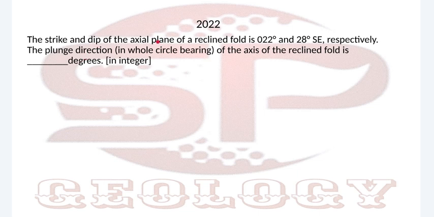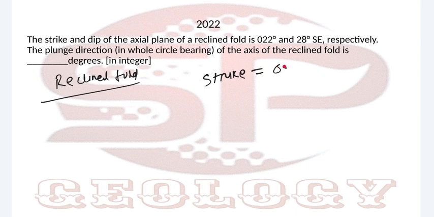Strike and dip of the axial plane of a reclined fold. So you have a reclined fold, and the strike and dip of the axial plane is given. So the attitude of the axial plane is given. Strike is given as 022 degrees, and dip amount and direction is 20 degrees southeast.